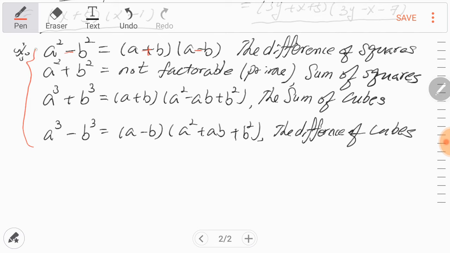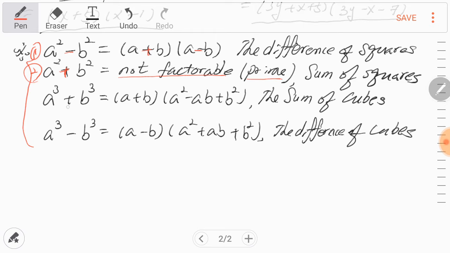So a squared minus b squared is a plus b times a minus b. The second one is the sum of squares, a squared plus b squared. This is not factorable. We call it a prime. So make sure that a squared plus b squared is not factorable.